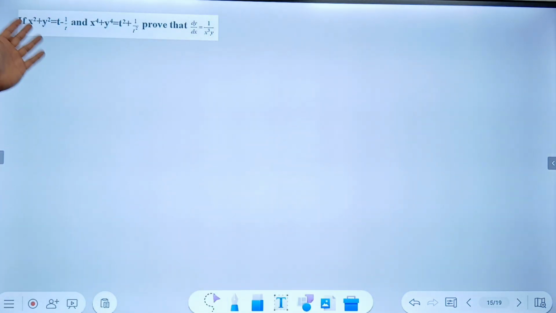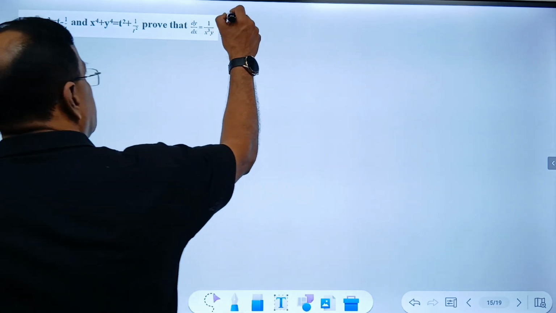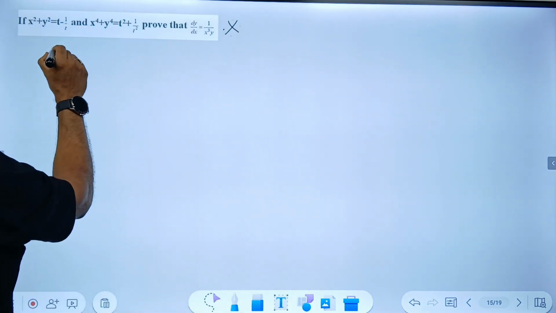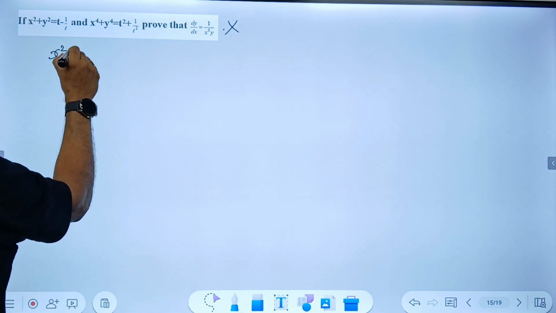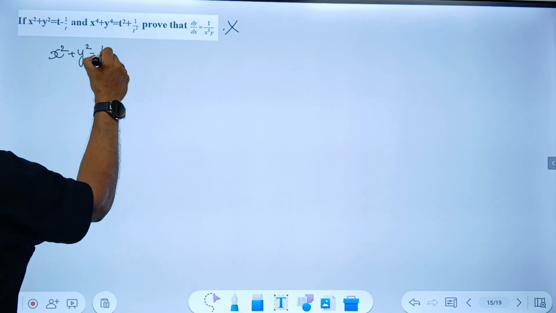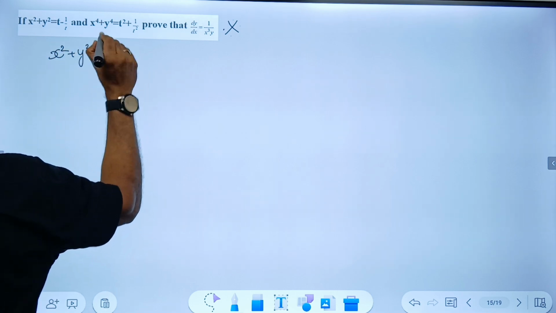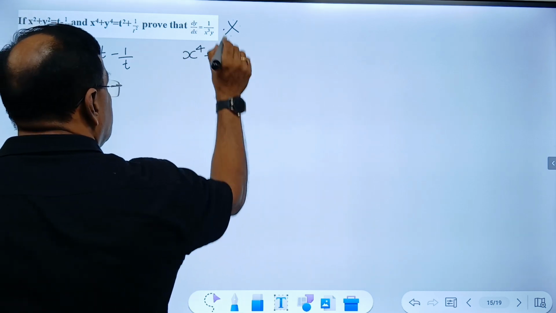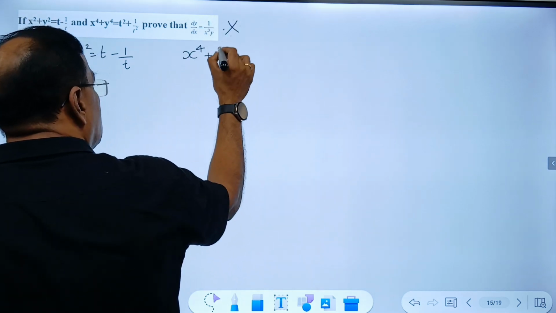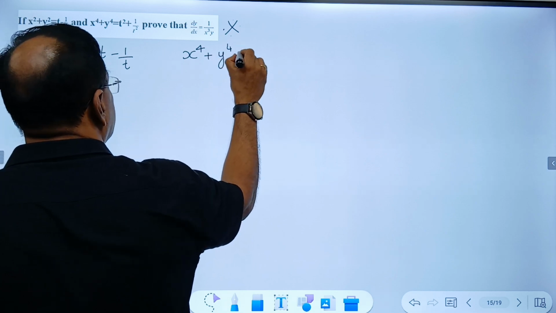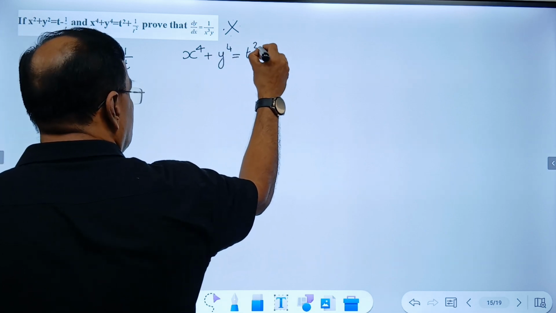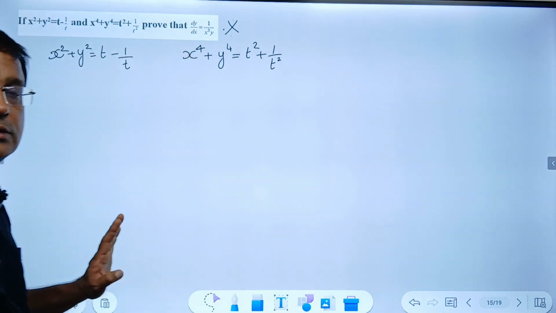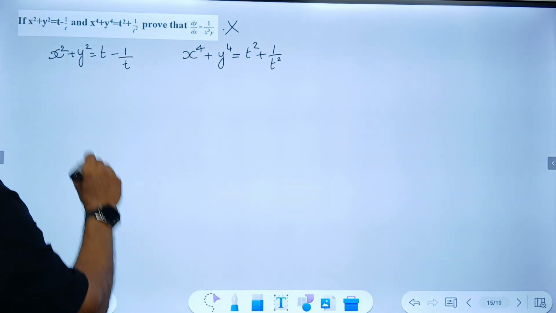Now look at this. Here is another very important question which keeps coming in the exam. If these conditions are true, x square plus y square equal to t minus 1 by t, if this is true, and if this is also true, they have said if it is true. We are not going to go inside the mathematics and check its validity. If these two are true, I have to prove this. That's the question. So now what happens?